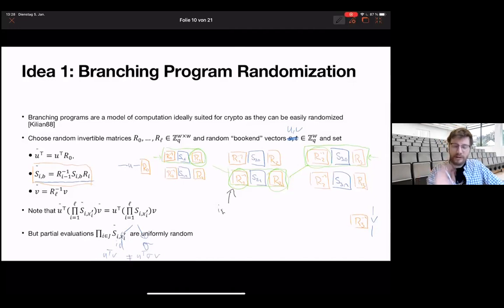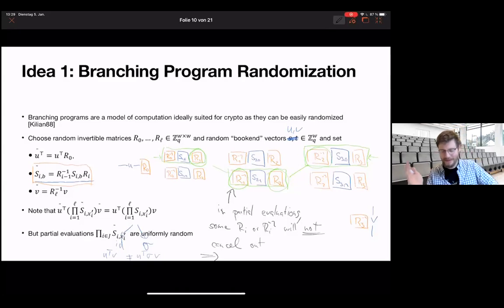But the important thing of this branching program randomization here now is that in partial evaluations, some Ri or Ri inverse will not cancel out. And that implies that this result of a partial evaluation is uniformly random.